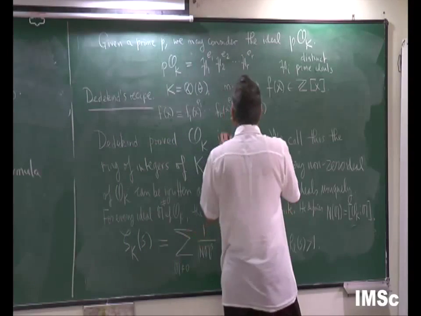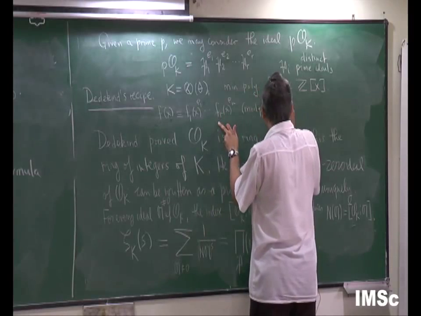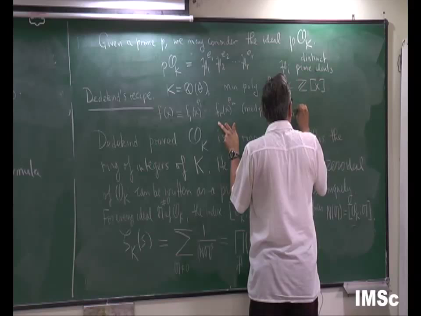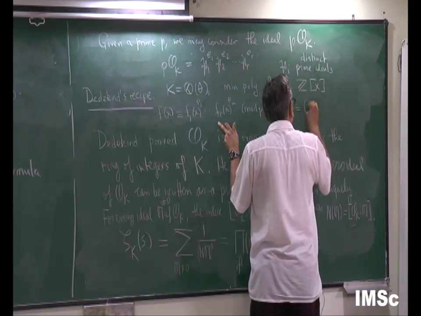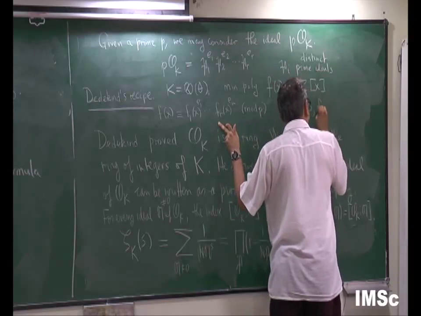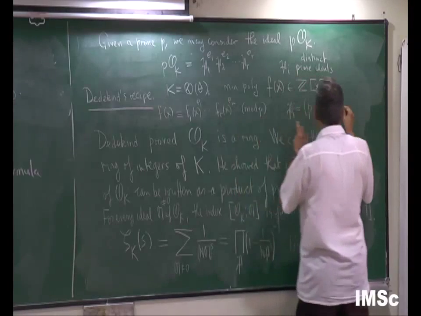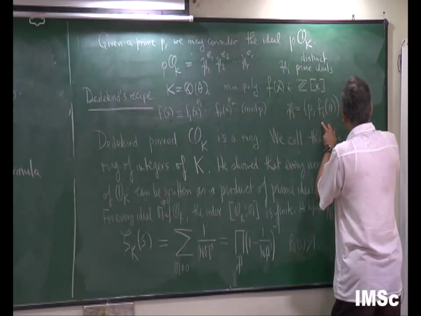Then, having done so, look at the ideal P_i generated by the number p and this polynomial f_i(θ). This is an ideal sitting inside O_K.